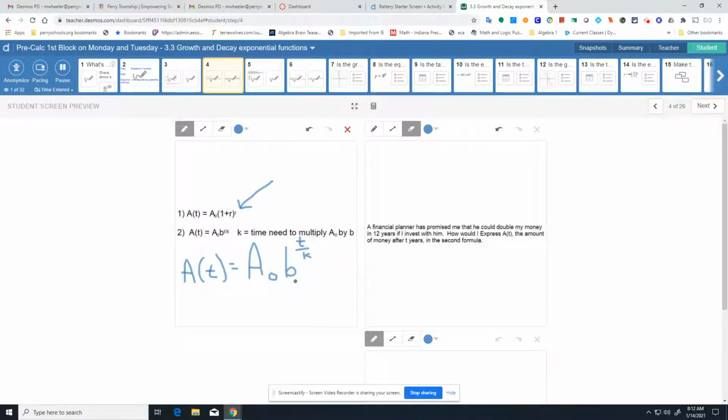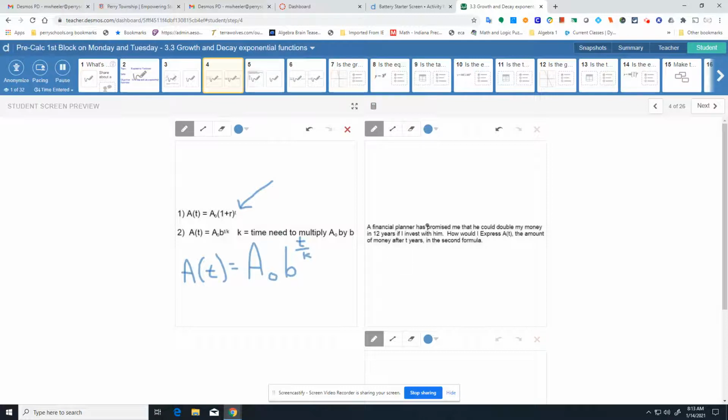Okay, the b is something that you are going to have to get from the word problem. If it says double, your b is 2. If it says triple, your b is 3. If it says half-life, your b is 1/2. So it's kind of the multiplying factor. And k is the time that it needs to do that. So if it doubles every 6 hours, your k is 6. If it triples every 45 seconds, your k would be 45. Okay? So on this one over here, we're just going to do the setup. There's nothing to really solve.